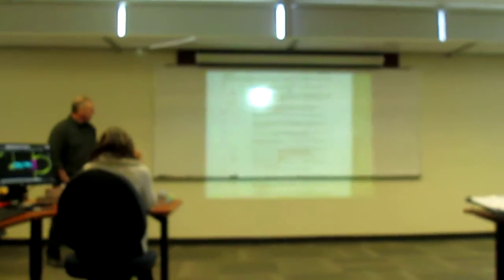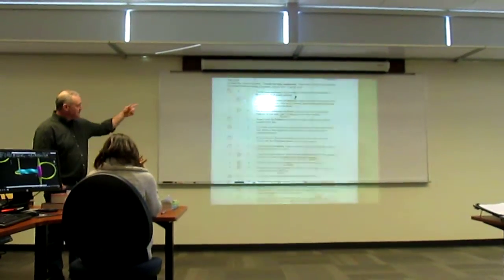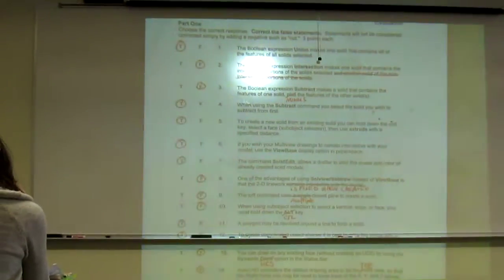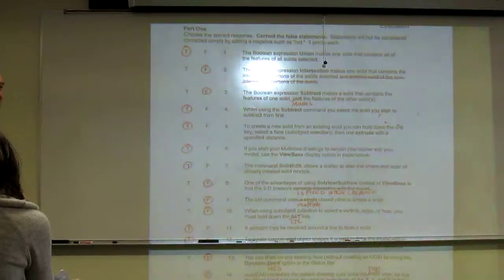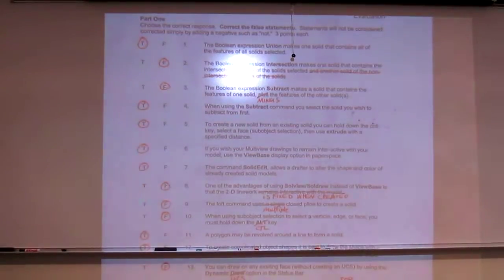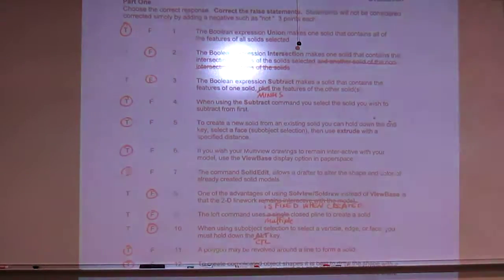Make one solid out of everything. 2, the Boolean expression intersection makes one solid that contains the intersection portion. I scratched out the end of this because it's false. Now, some people took off intersection and put the new one up there, interference, and then this statement would read correct. Okay, so there's a couple ways to go about that. Any questions on that one?